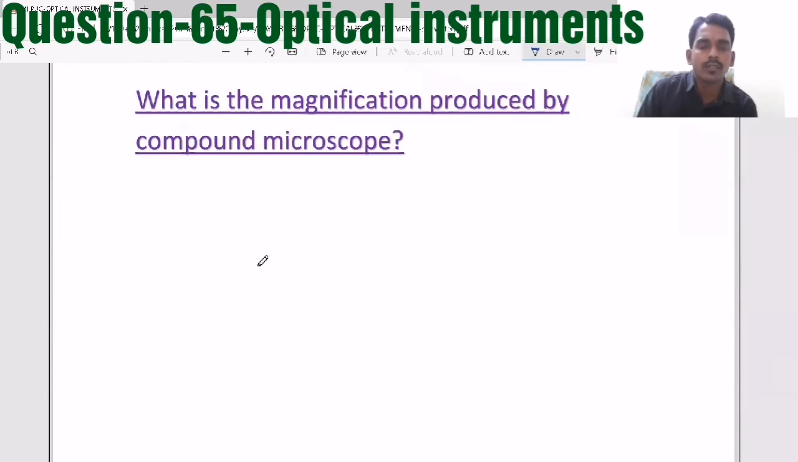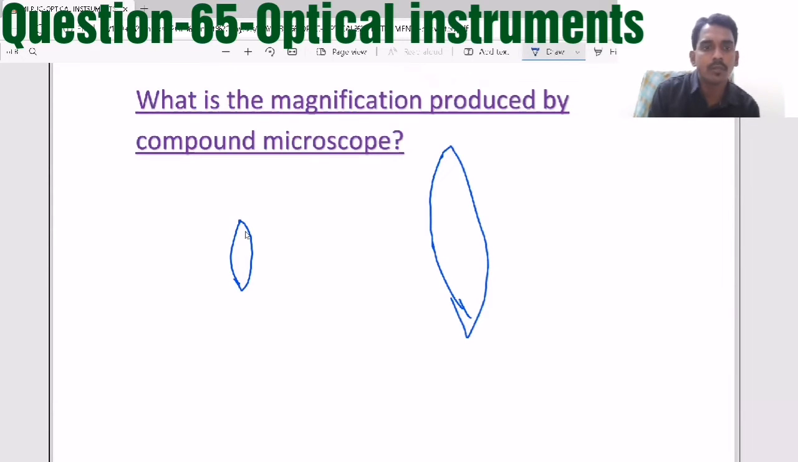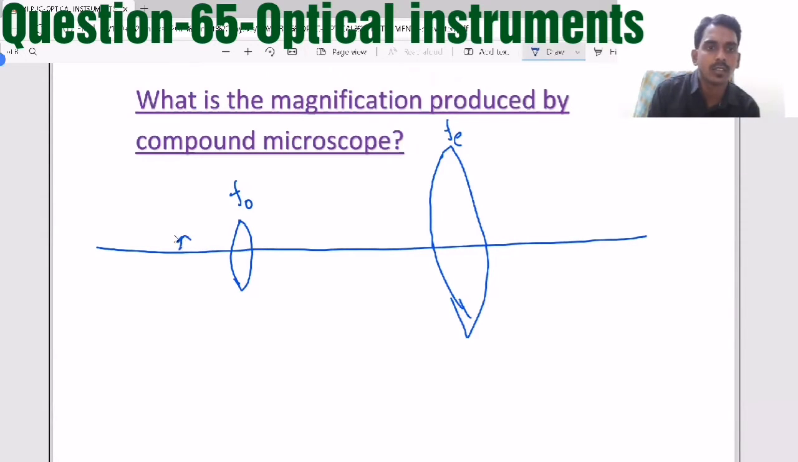But here we will arrange such that there is one objective and one eyepiece. The objective is always smaller in size, the eyepiece is bigger in size. So here when there is an object, this is the first object. Now image formation will happen.